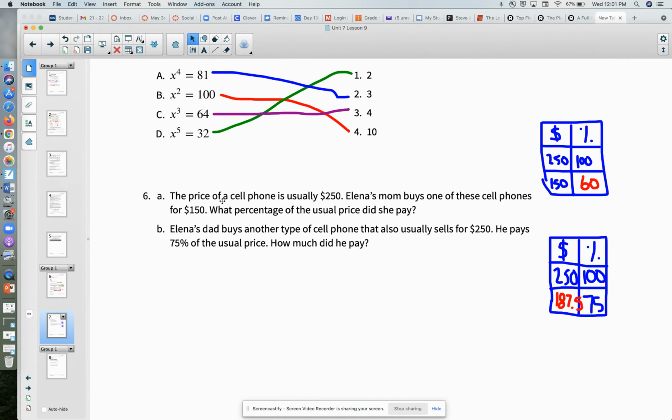The price of a cell phone is $250. What percentage? You would make this chart. So the answer is 60%. Elaine buys another type of cell phone for $250. So if it's 75%, it's $187.50. So make those charts. They really help.